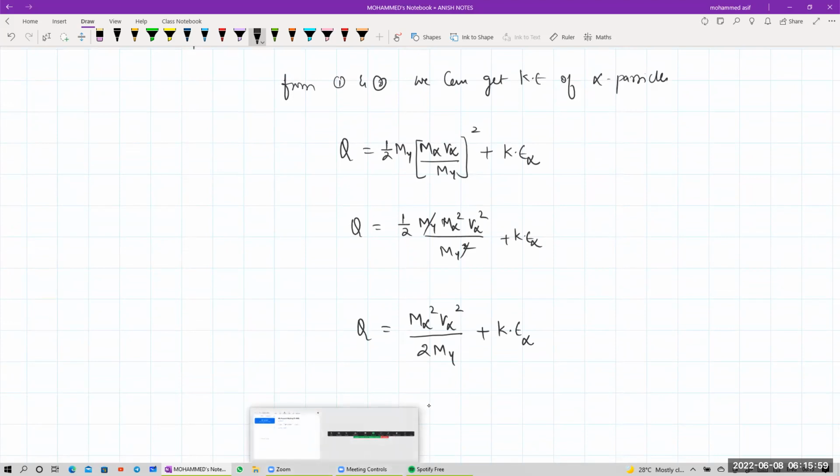Still I can do more calculations there, but I need only the kinetic energy of the alpha particle. I can simplify this further. If I simplify this, I will get the kinetic energy of the alpha particle equal to Q into mass of the daughter nucleus divided by mass of the alpha particle plus mass of the daughter nucleus. This will be the standard relation.